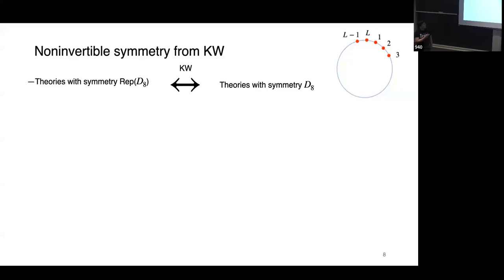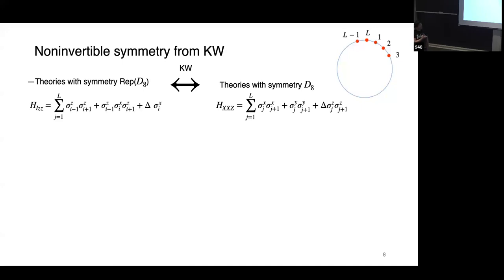So the claim is that the Kramers-Wannier duality maps the theories with symmetry D8 to theories with symmetry Rep D8. First, for the model with the symmetry D8, I just give an example here, an XXZ model. The model has a larger symmetry. It has a spin rotation symmetry between the X and Y directions, which is U1, and also a Z2 spin flip symmetry. And D8 is a subgroup of this O2 symmetry. And by doing the Kramers-Wannier transformation, you just do the duality transformation directly, and you can get the so-called Ising zigzag model.